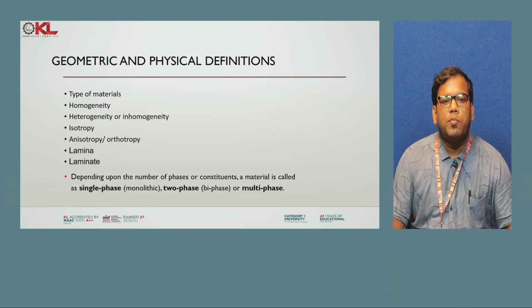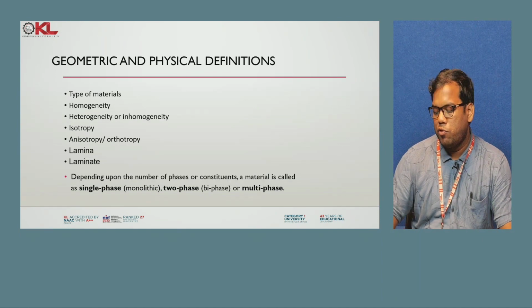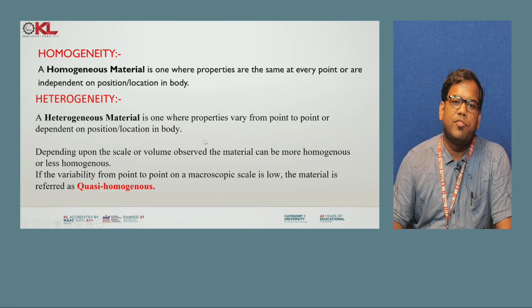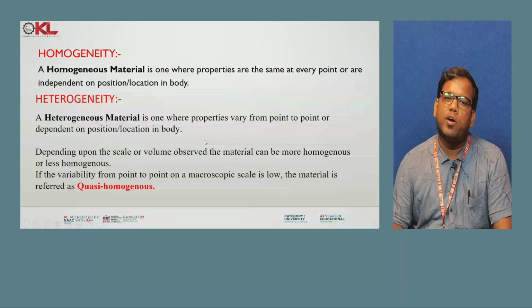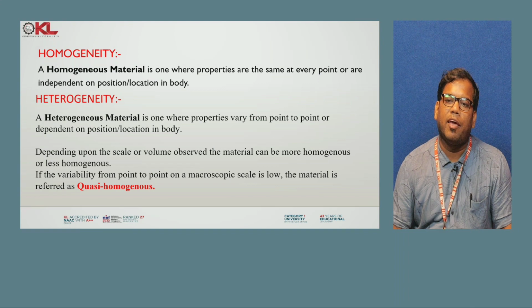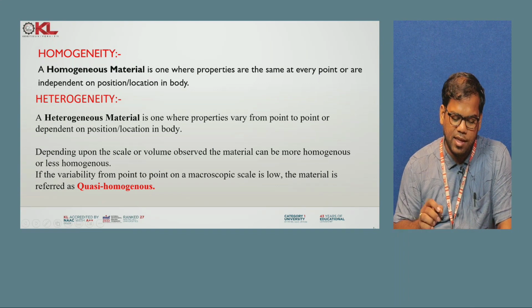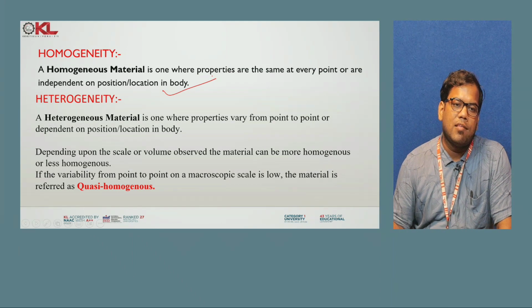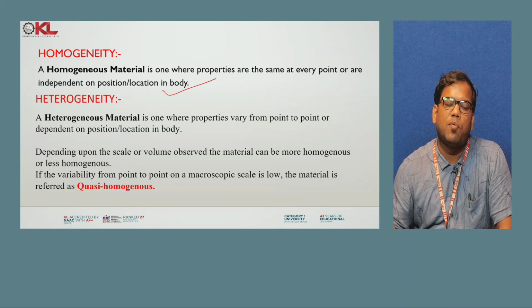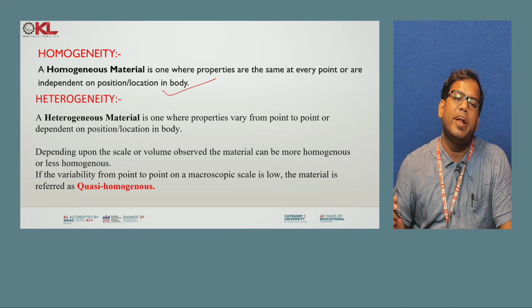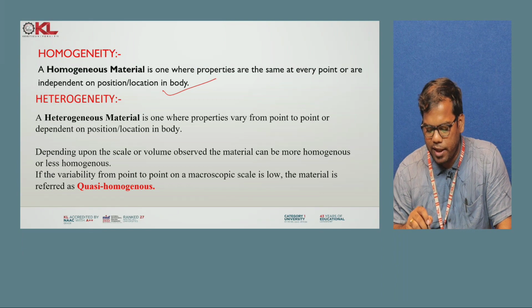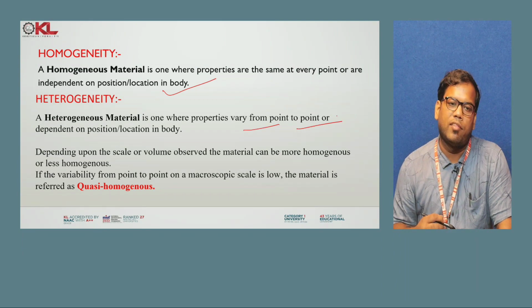We will see the geometric and physical definitions which are associated with composite material. Homogeneous material is one where properties are the same at every point, or we can say these are independent of position or location in a body. Similarly, heterogeneity is just the opposite of homogeneous material. It is dependent on the position in the body, where the property will vary from one position to another.